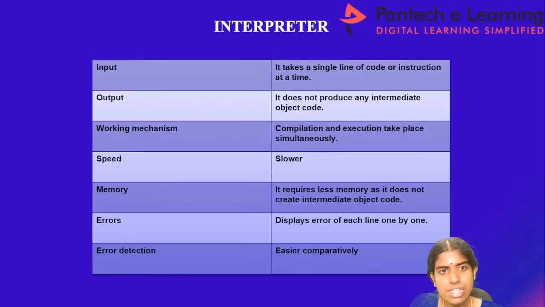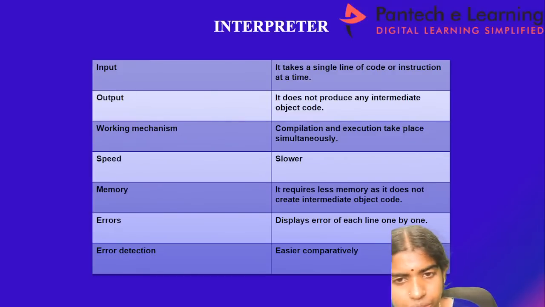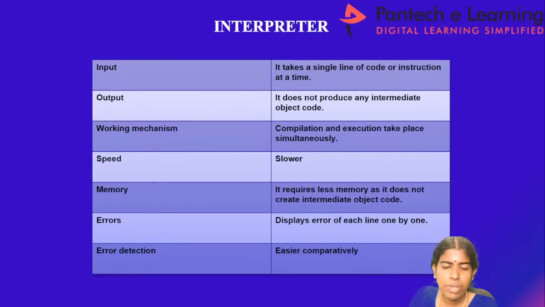And working mechanism: the compilation and execution take place simultaneously in an interpreter. The speed of an interpreter is slower when compared to a compiler. And memory: it requires less memory as it does not create any intermediate object code. All these are the different units or features that are present in an interpreter.